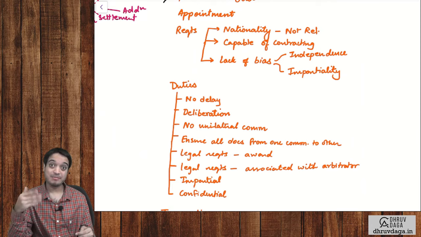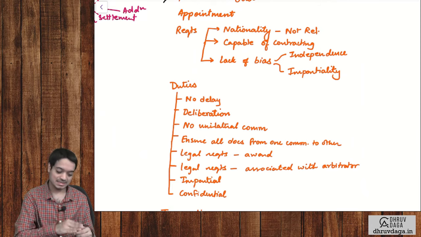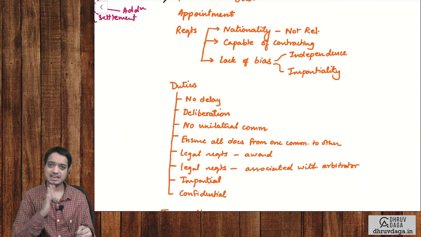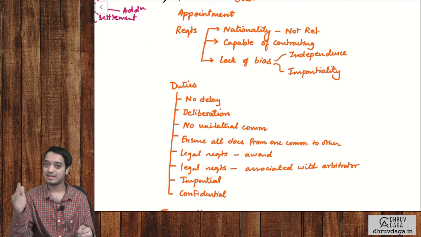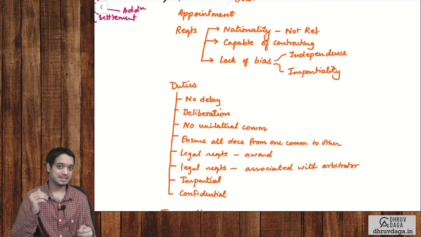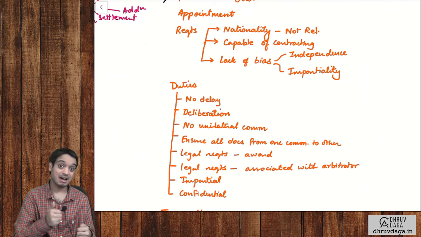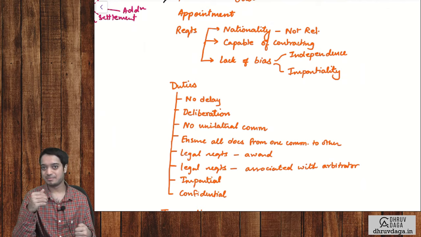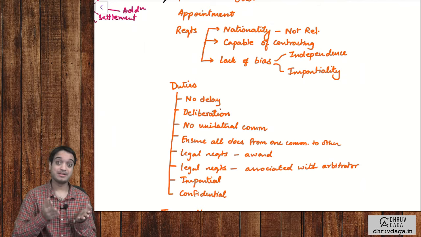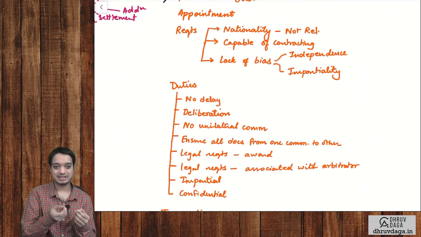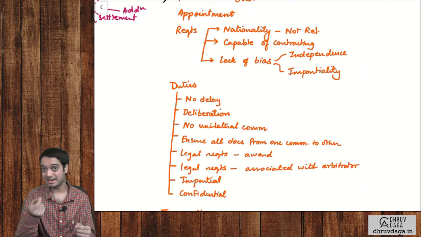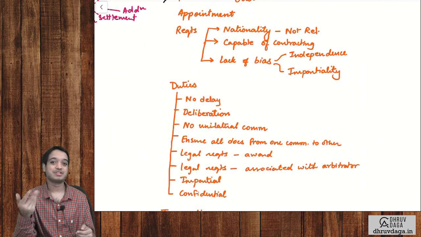Are there any requirements in respect of an arbitrator? Yes. The arbitrator can belong to any nationality. Citizenship is not a bar. Whether he is an Indian citizen, American citizen, or any other citizen doesn't matter to us. Two most important things in arbitration is, number one, the arbitrator should be capable of contracting. He cannot be a minor or a person of unsound mind, etc., like not capable of contracting. The reason is, arbitration agreement is an agreement, it's a contract. So if that person is not capable of contracting, then in that case he cannot agree to sign up for arbitration.